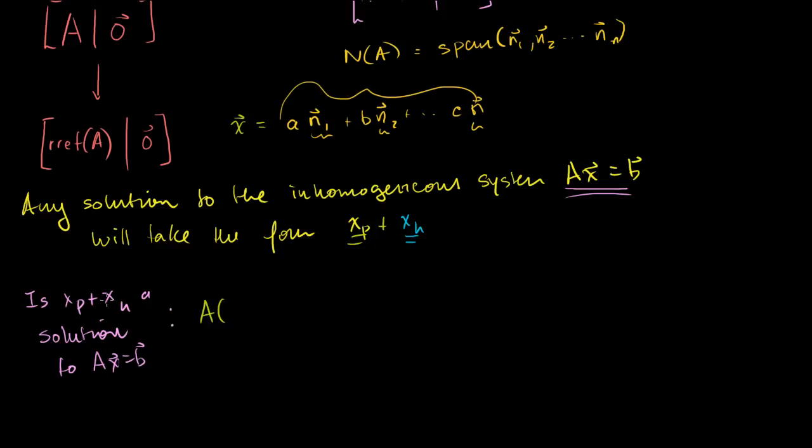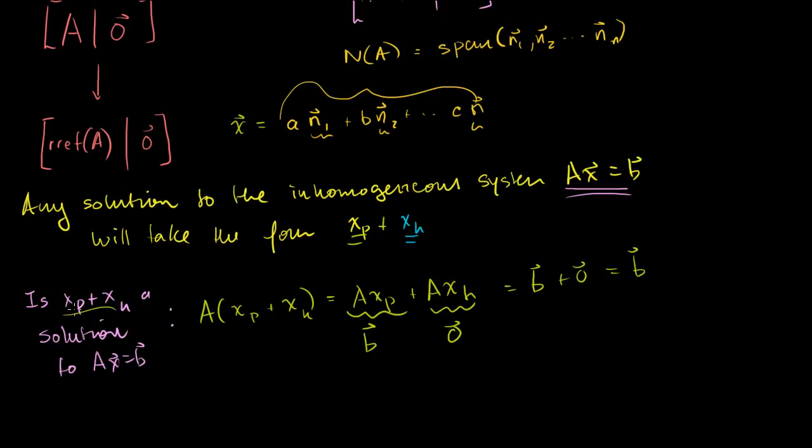So A times some particular solution plus some homogeneous solution is going to be equal to A times the particular solution plus A times some member of my null space. And what is this equal to? That is going to be equal to B, right? We're saying that this is a particular solution to this equation. And this is going to be equal to the 0 vector, because this is a solution to our homogeneous equation. So this is going to be equal to B plus 0, or it's equal to B. So A times this vector right here is indeed equal to B. So this is a solution.